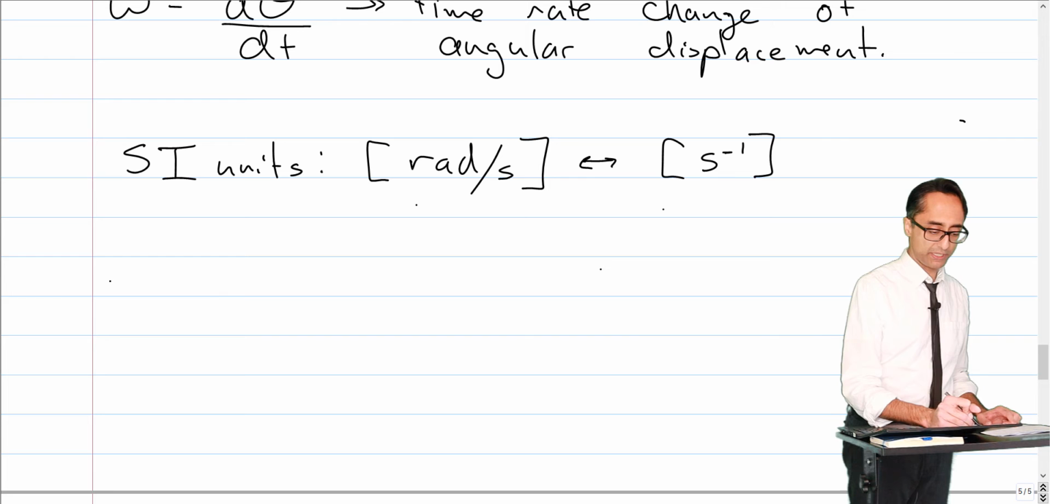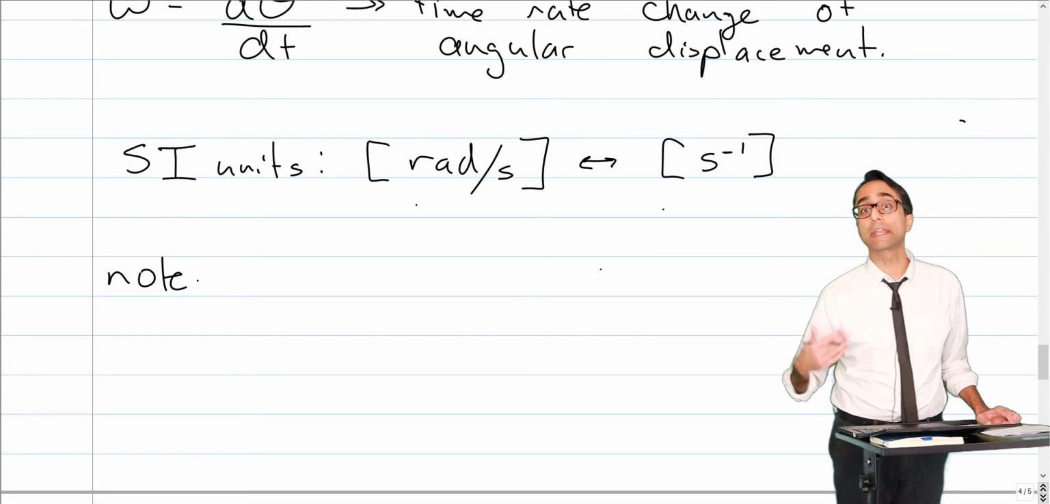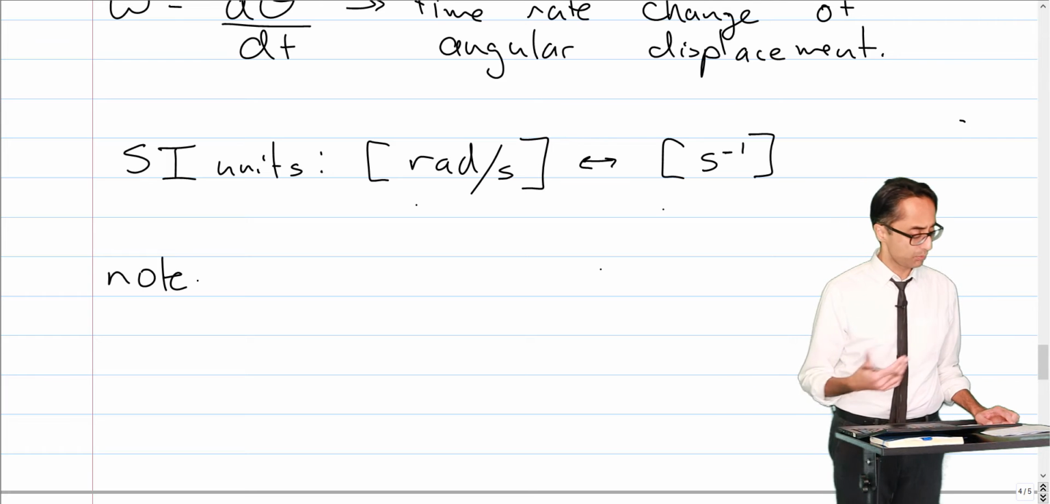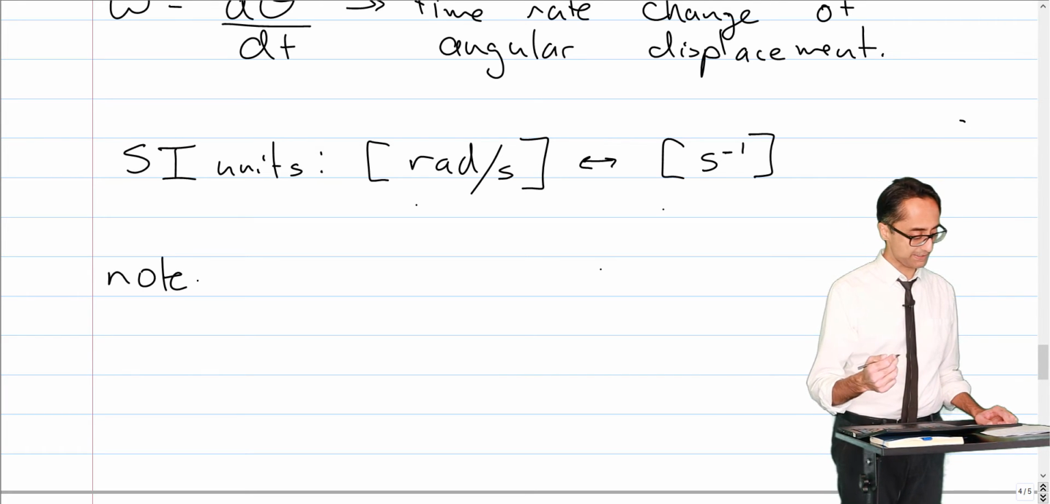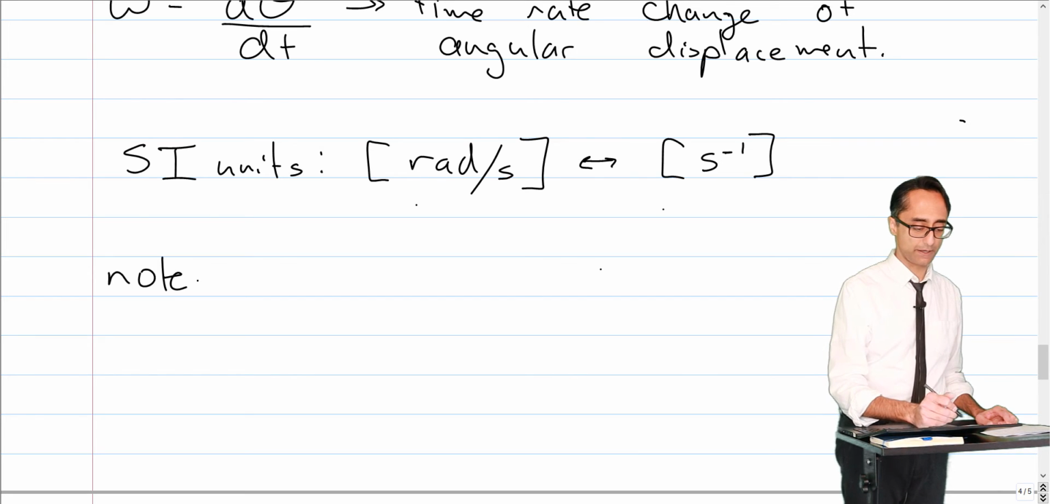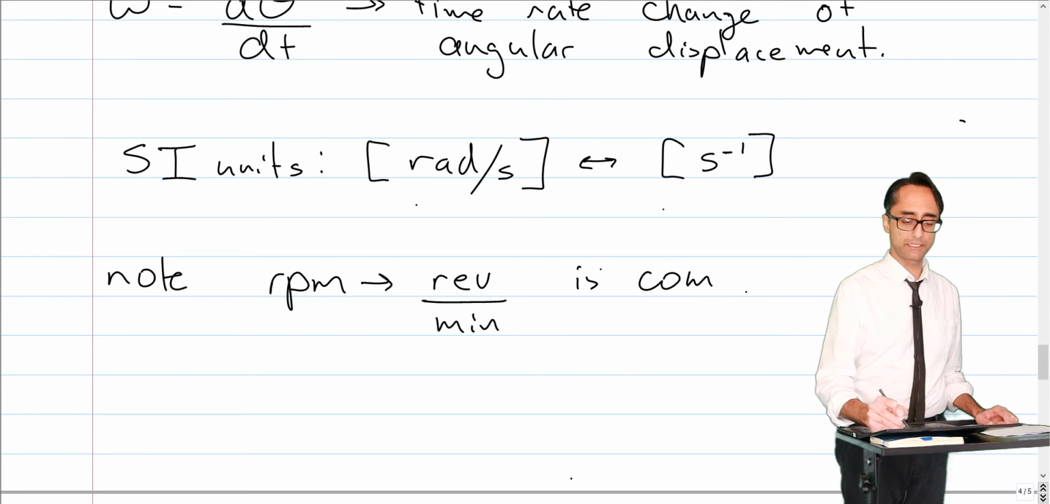So let's make a note here. And it's almost like the difference between meters per second and kilometers an hour, right? We use kilometers an hour in our everyday lives, but clearly meters per second is the SI unit that we care about. So let's say that RPM, which is just revolutions per minute, is commonly used.